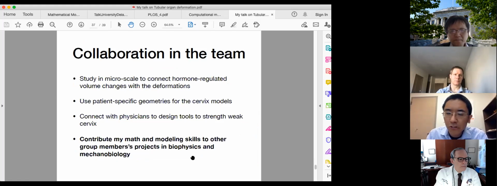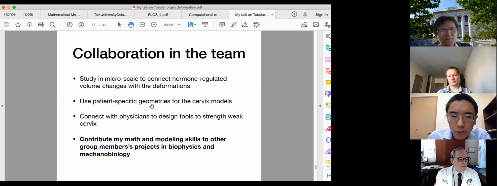And so this one is just two models, for the airway and the cervix. For the future work, we can study the micro scale to connect the hormone-regulated volume changes with the deformations, where we can use more realistic modeling to add the dynamic pattern in the model. Also use patient-specific geometry for the cervix models. And we can connect with physicians to design tools to strengthen the weak cervix.